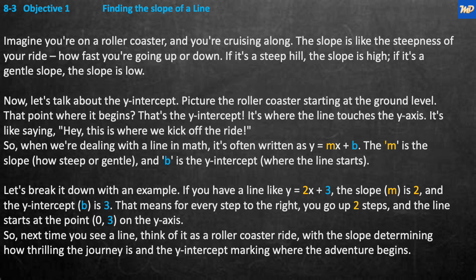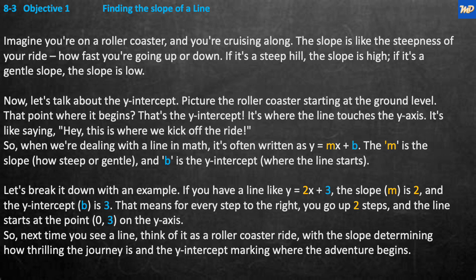So let's break it down as an example. If you have a line like y equals 2x plus 3, the slope m is 2, and the y-intercept b is 3. That means that for every step you go to the right, you go up 2 steps. It's positive, up 2. If it were a negative slope, you'd go down 2 steps. And the line starts at the point (0, 3).